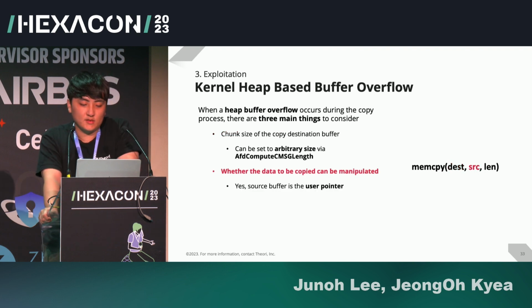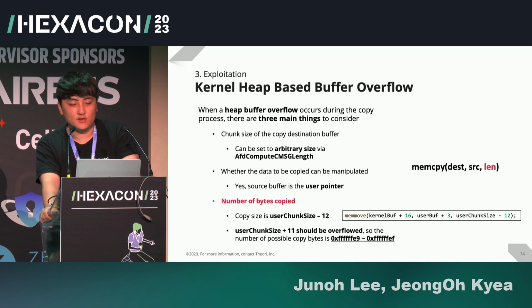The second thing to consider is whether the user can manipulate the data in the source buffer. When we exploit a heap buffer overflow, we can broadly consider two methods. The first is to manipulate the heap metadata that exists in the back chunk. And the other is to overwrite the data of another object. In both scenarios, we need to copy certain values, so we need this condition. And fortunately, the source buffer here is the user's memory that exists in user land, so arbitrary data can be copied.